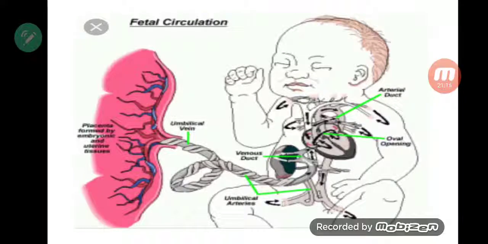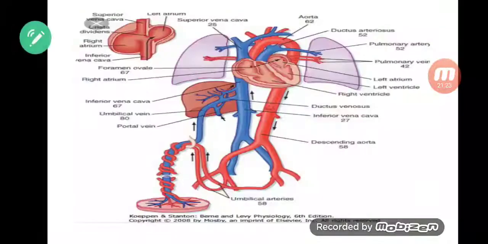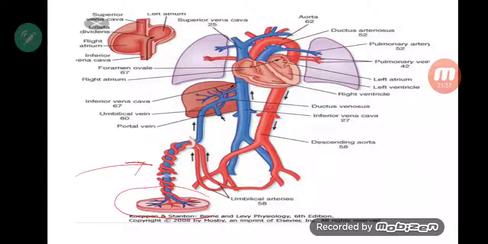And the fetal circulation through the umbilical cord from the placenta of the mother. Here is the placenta, umbilical artery and the umbilical vein.